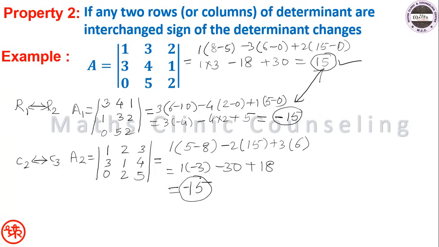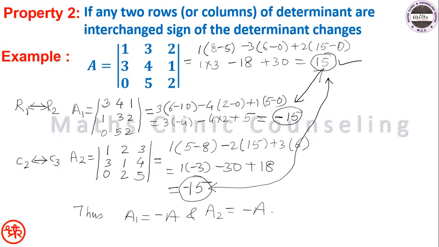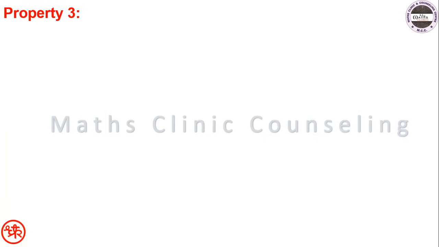Again you look at the answer and you just see what is here. The original answer was 15, and thus a1 is equal to minus a, and a2 also equals minus a. That's it. So property number 2 is verified.